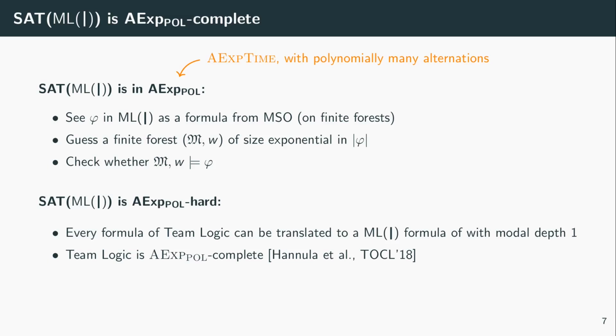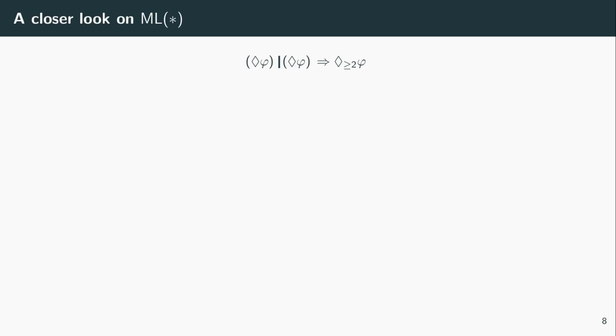And more precisely, a formula of propositional team logic corresponds to a formula in ML chop of modal depth 1. Now, the completeness with respect to X-pole of propositional team logic is known from 2018, and from this we will get that SAT of ML chop is X-pole complete. Let us now move to ML star.